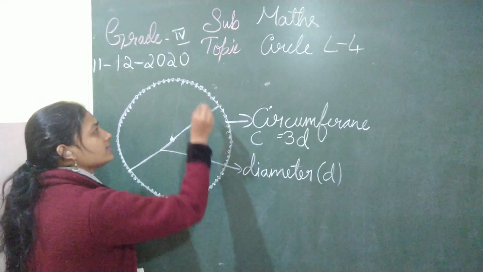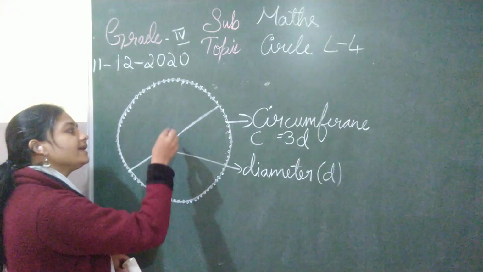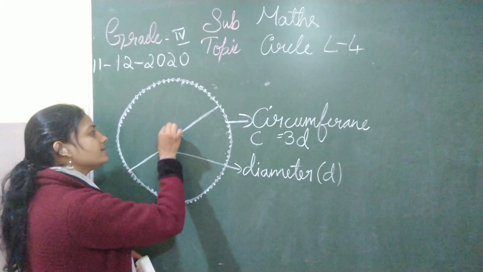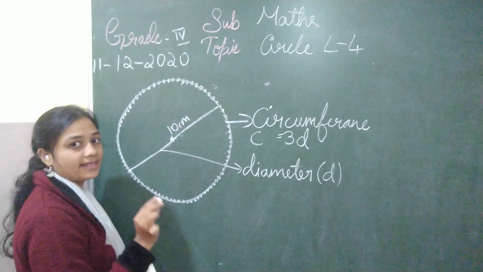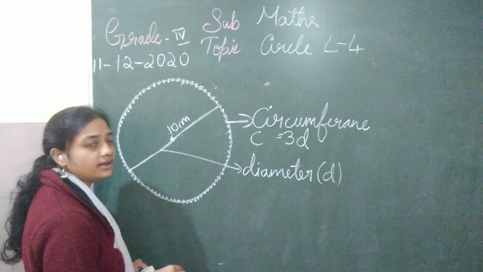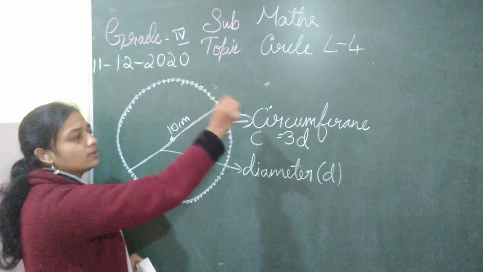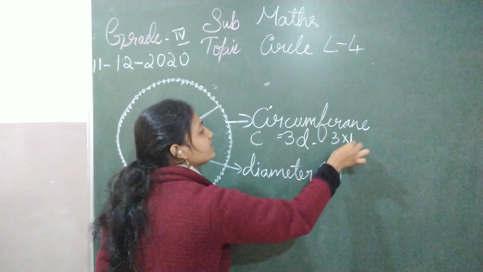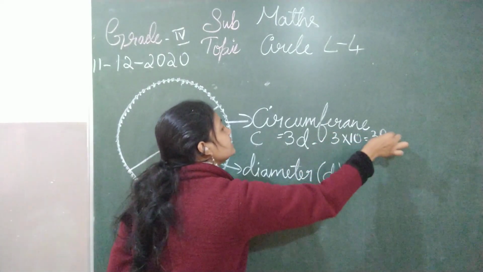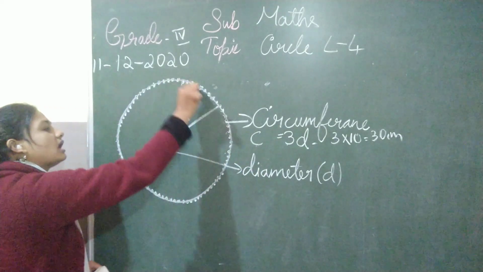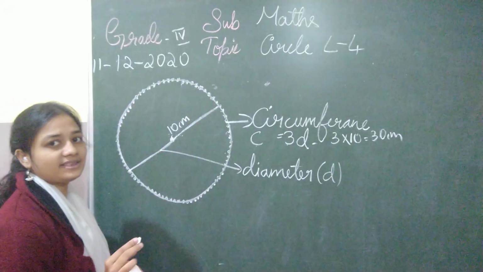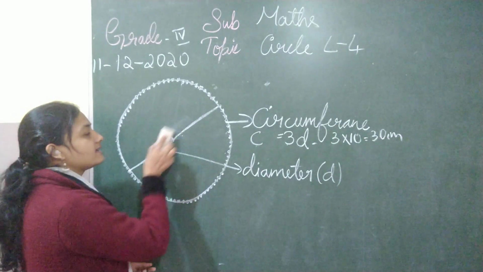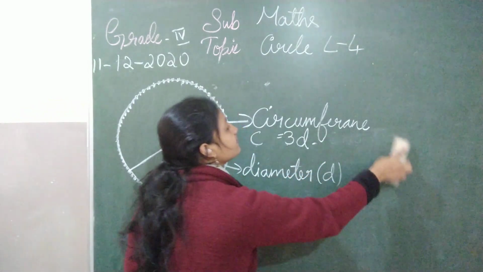So if I want to know the circumference of the circle and I know the diameter, I can easily find it. Example, if my diameter is 10 centimeters, what will be the circumference? It is 3 times the diameter, that is 3 into 10, which is equal to 30 centimeters. So this outer line is 30 centimeters in this example. Now you understood what circumference and diameter are.